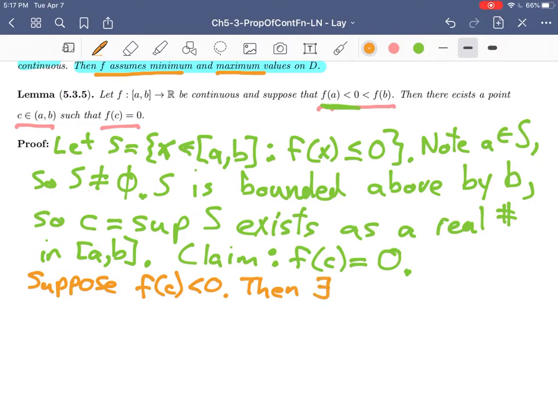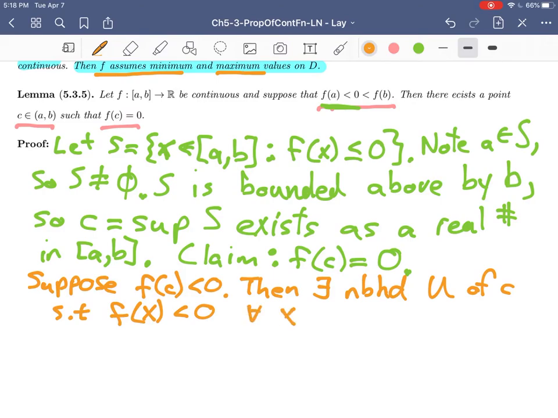If it's smaller than 0, then there exists a neighborhood U of c such that f of x is less than 0 for all x in the closed interval from a to b intersected with this neighborhood U. So the function values in that neighborhood are less than 0 for every choice of x in the closed interval from a to b intersected with U.